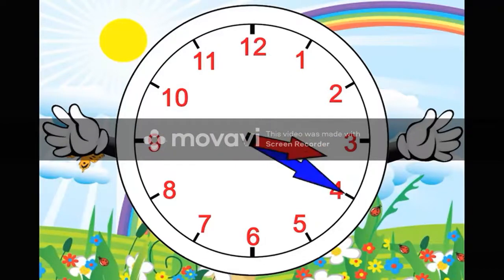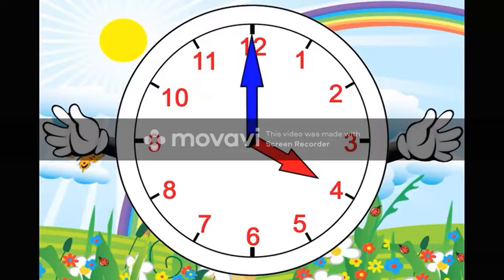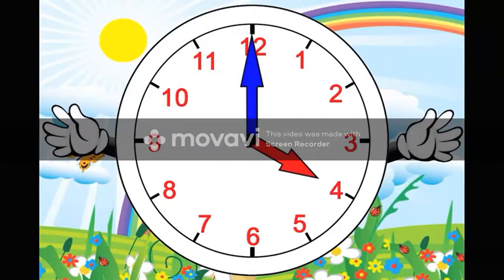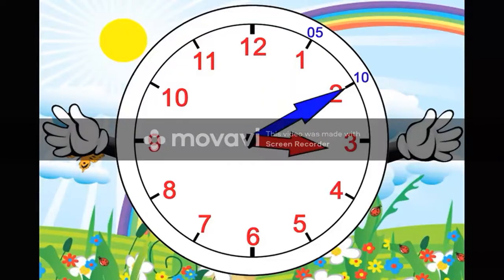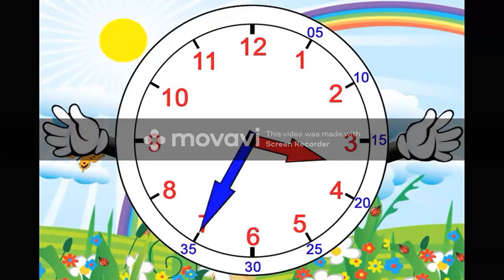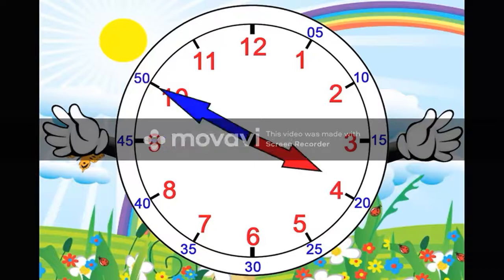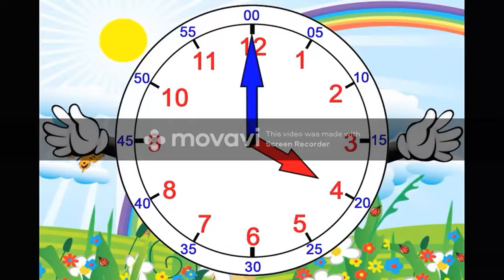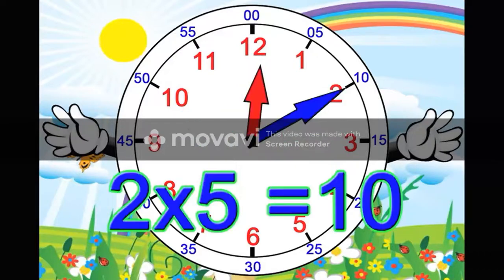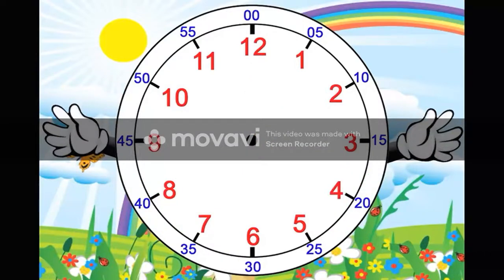There are 60 minutes in an hour. It takes a long time to count to 60, so we skip count by 5s when the big hand goes around the clock. 5 minutes, 10 minutes, 15 minutes, 20 minutes, 25, 30, 35, 40, 45, 50, 55 minutes, and back to 0. You can multiply the hour by 5 to find out how many minutes there are. This clock says 12:10.